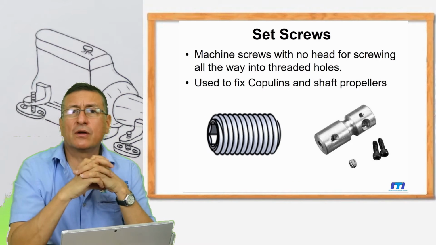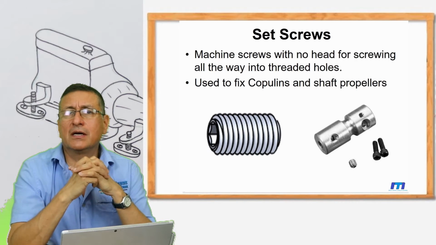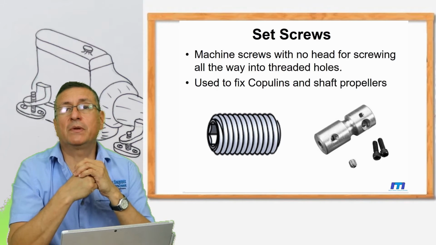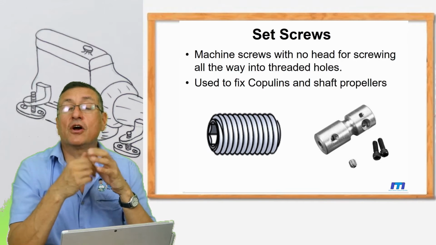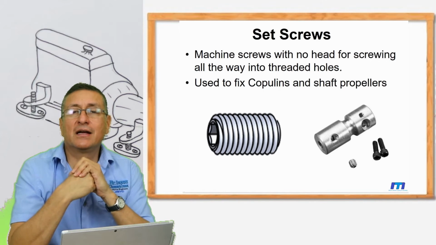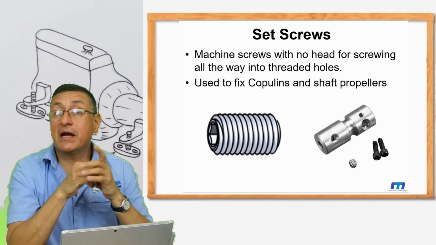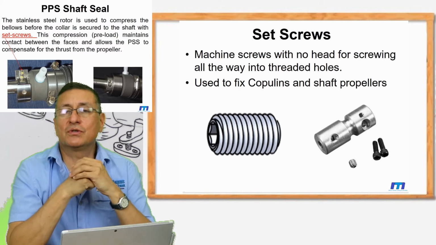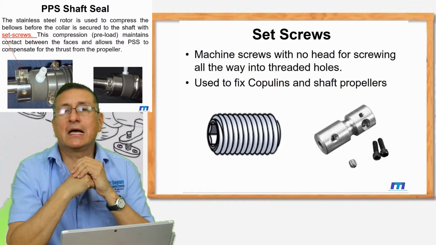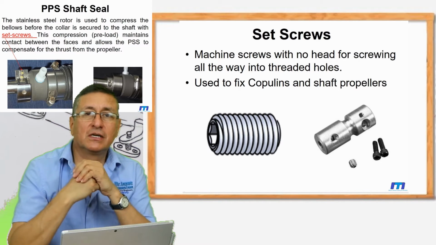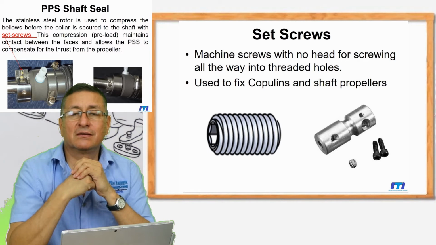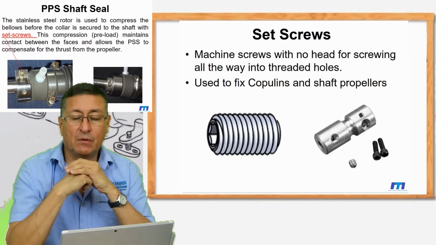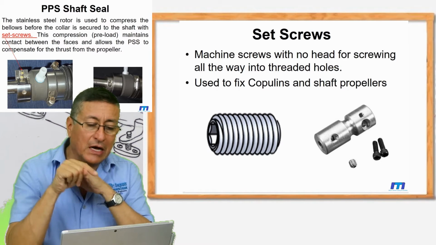Set screws. We are going to use a lot of set screws in this book. We are going to explain the propulsion system, and we are going to explain the installation of the coupling, the shaft, the propeller, and the bearings. And in this particular example, we are going to use set screws in order to install the bellows into the stuffing box. This is one important chapter, the chapter dedicated to the propulsion system. And we are going to analyze in detail, and we are going to use a lot of set screws.